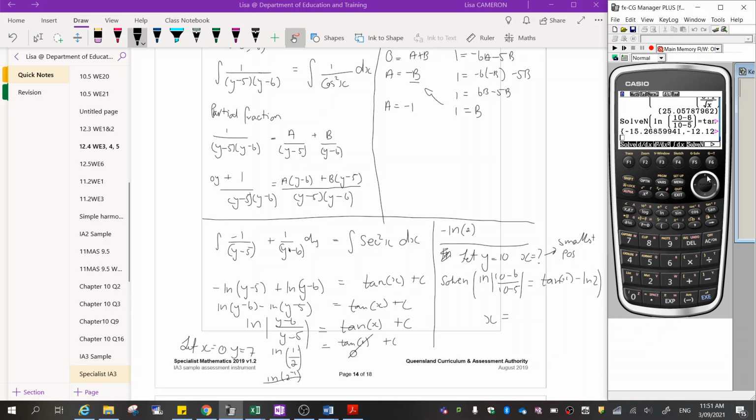Exit and go across. So there's a negative answer, negative, negative, negative, negative. Ah, there we go, positive. Okay, so the smallest possible positive answer for this is 0.4. Let's go to 2 decimal places: 0.44. So, well done, everyone.